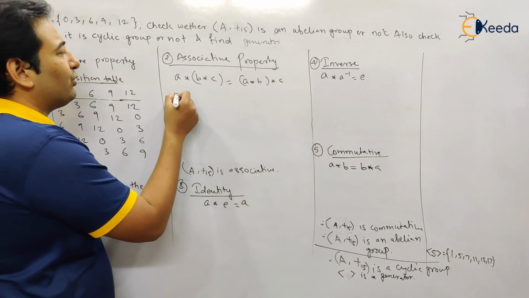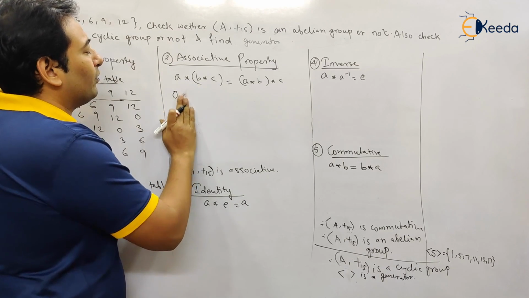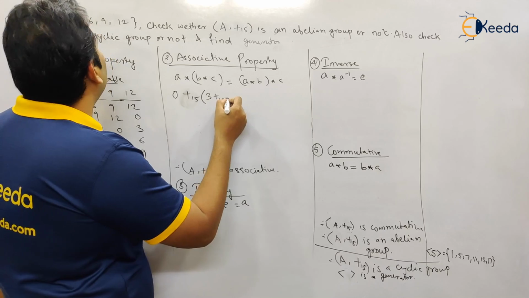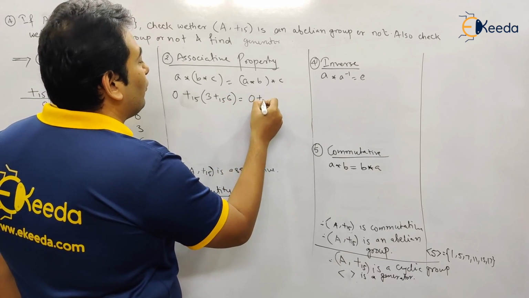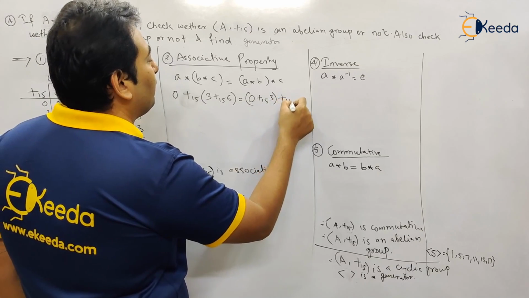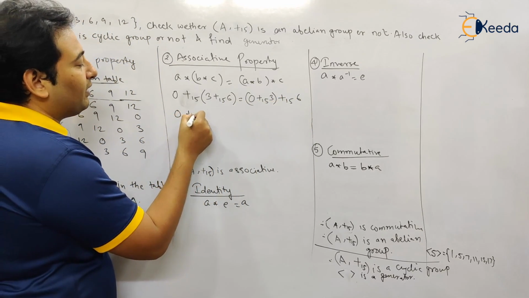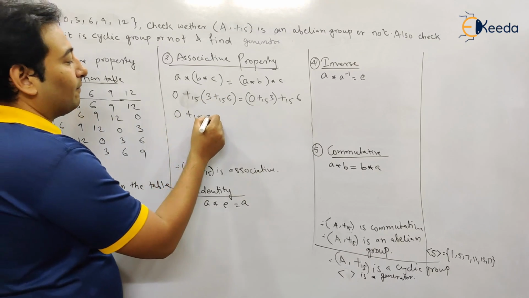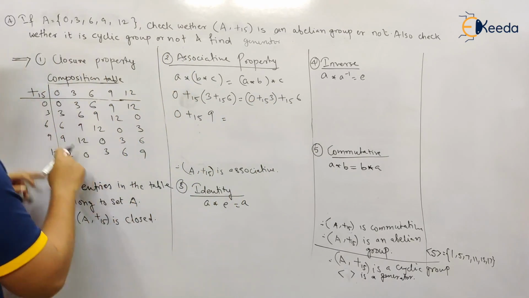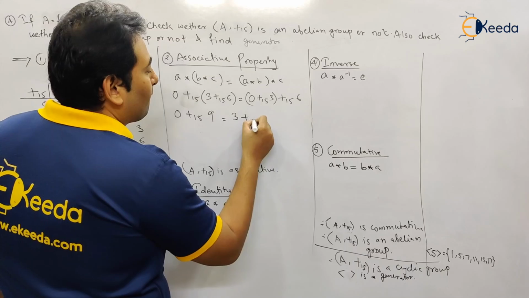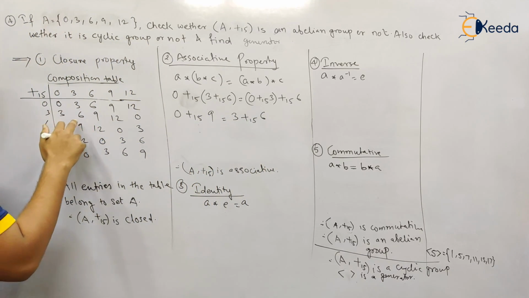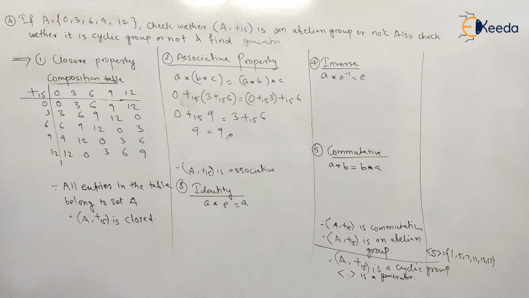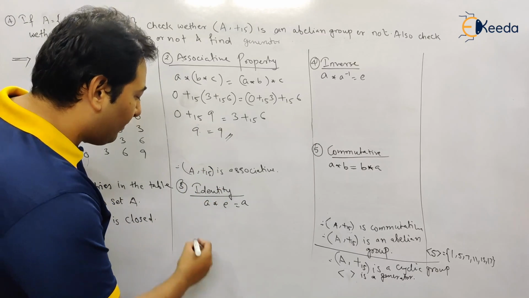What is next? Associative. You can choose any three elements, let's say 0, 3 and 6. So (0 +15 3) +15 6 and 0 +15 (3 +15 6). First of all, the bracket will be executed. 3 +15 6 is 9. 0 +15 3 is 3. So 0 +15 9 is obviously 9, and this is also 9. Therefore, the associative property is satisfied. Next, identity element.